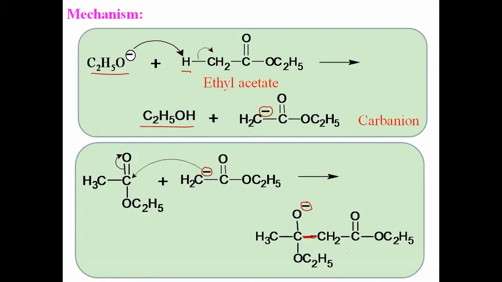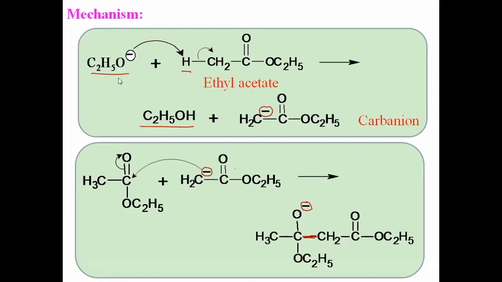Actually, we are discussing the mechanism of Claisen condensation. What is the Claisen condensation? When ethyl acetate is treated with a strong base like sodium ethoxide, we get the acetoacetic ester, and that reaction is called Claisen condensation. Okay, in the first step, what happens here?